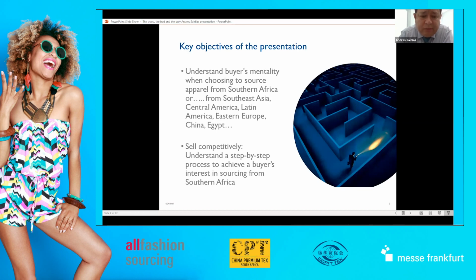And the second objective will be to understand a step-by-step process to achieve a buyer's interest in sourcing from Southern Africa. Let me just be very clear that my approach is a business approach. As mentioned, from my experience, I've been dealing with contracts, with factories, with labor issues, with shipping issues, with quality audits, with buyers providing technical specifications on a day-to-day basis. So I'm going to give you a very business practical approach on how to do business with the US buyers.